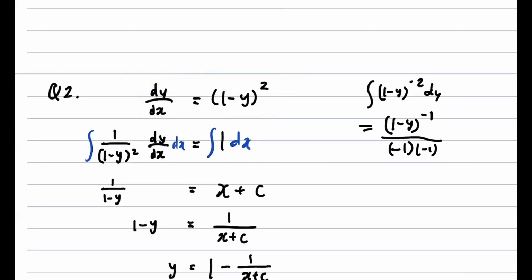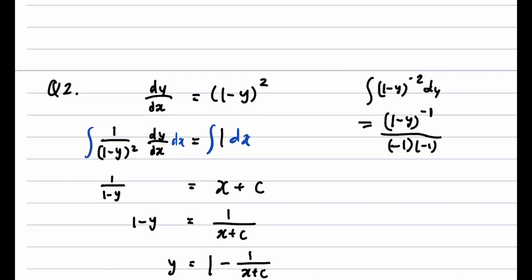Then what do we do? This is a y. So can we just integrate normally? Cannot. So we have to bring it over. So divide: 1 over 1 minus y bracket squared, then times dy by dx. Then we integrate both sides with respect to x, and you realize that the dx can cancel off. So you're left with the integral of 1 over 1 minus y bracket squared dy.